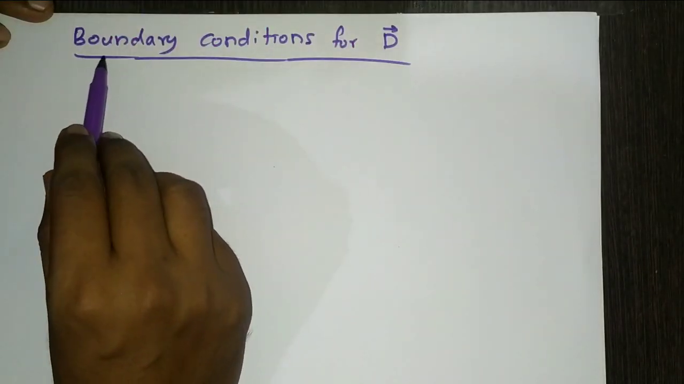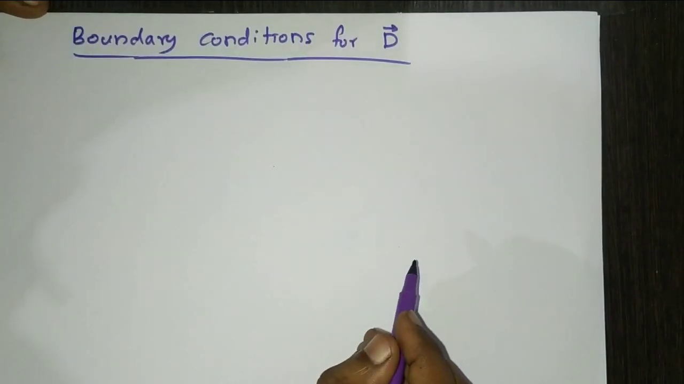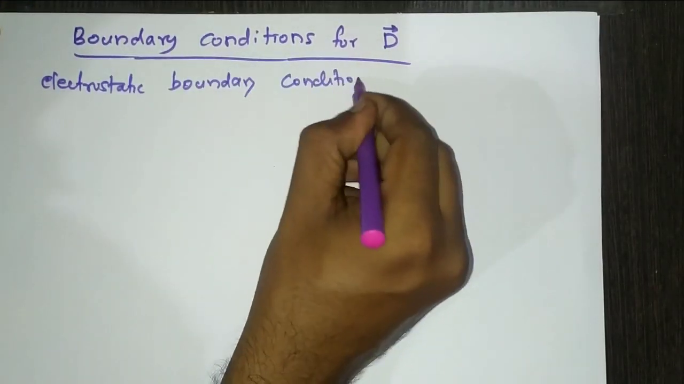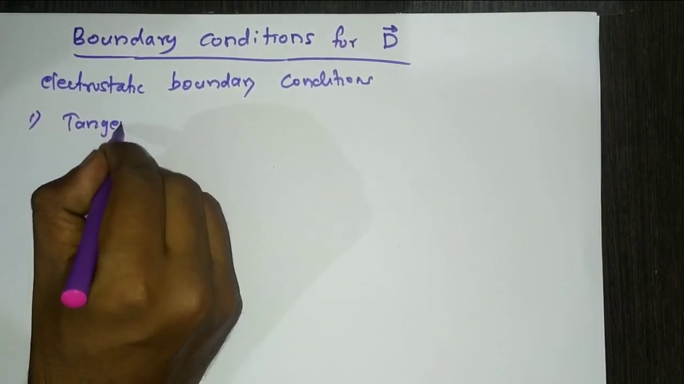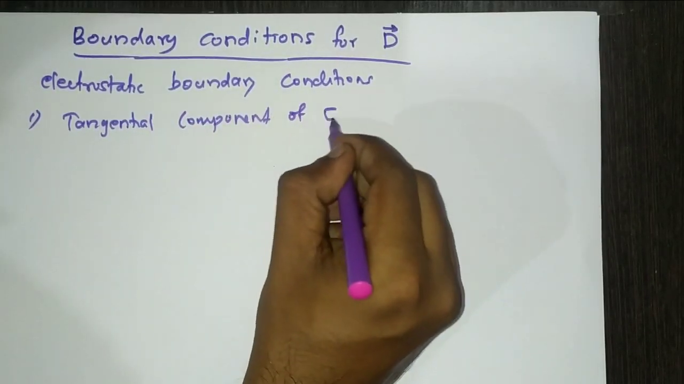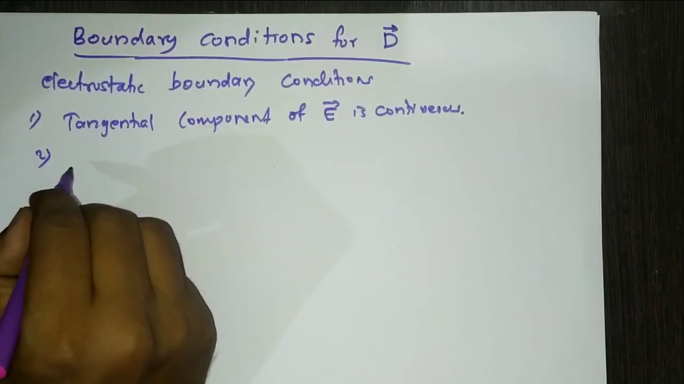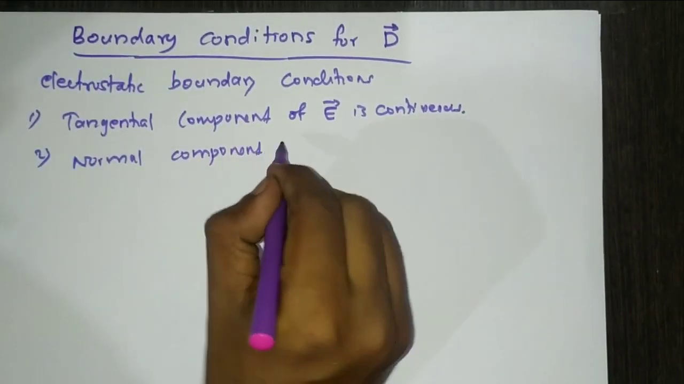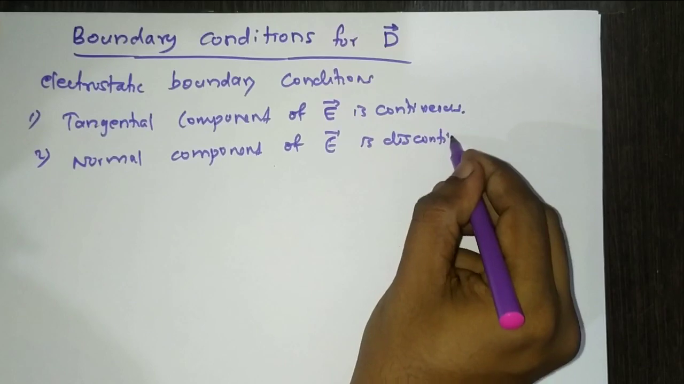Next topic is the boundary conditions for the electric displacement vector D. We already know the electrostatic boundary conditions: first, the tangential component of the electric field is continuous. Second, the normal component of the electric field is discontinuous across the boundary.